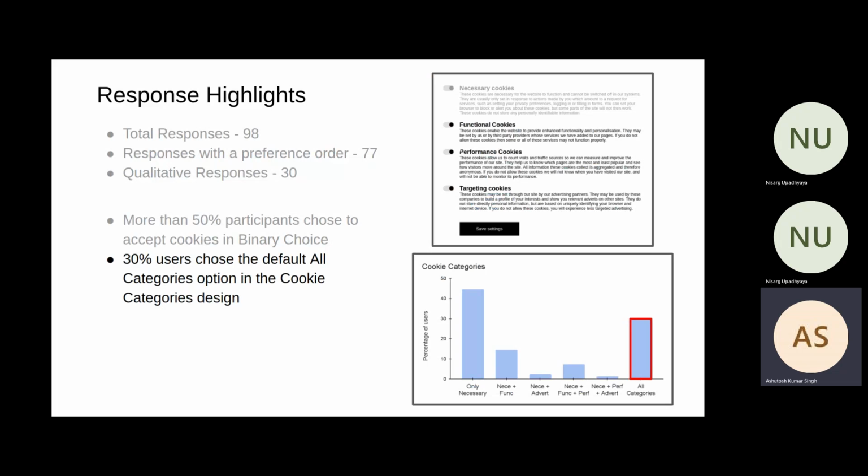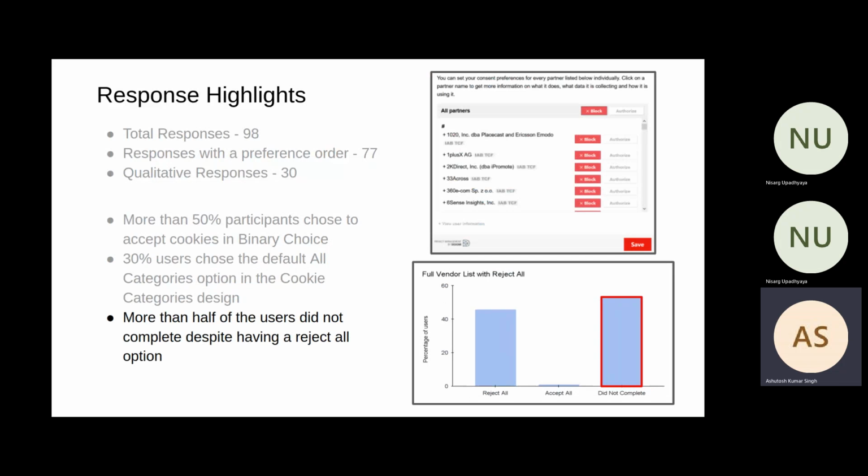For cookie categories, almost 30% of our users leave all the categories on. This was the default setting, and this proved to be the second most popular choice. This in fact shows the power of defaults and again how easy it is to become susceptible to dark patterns.